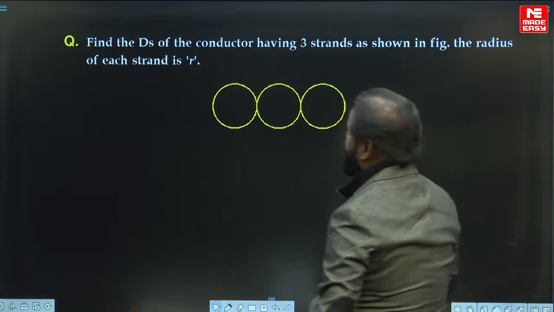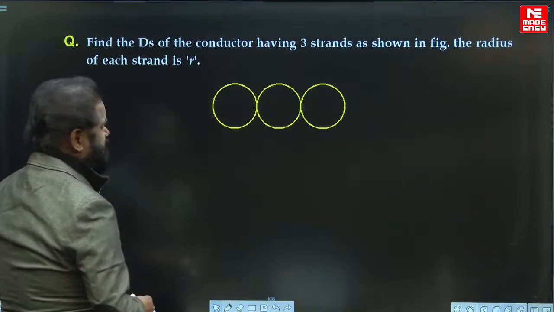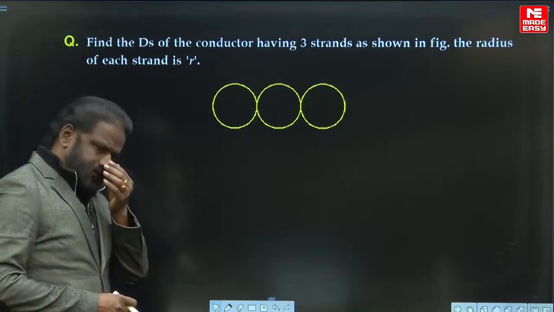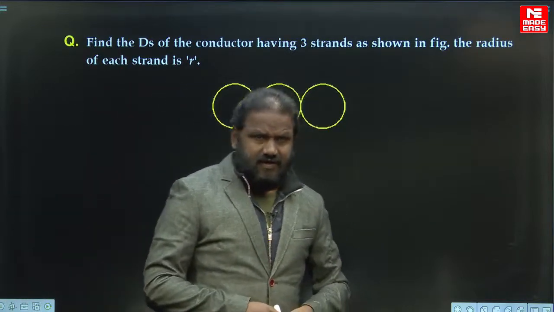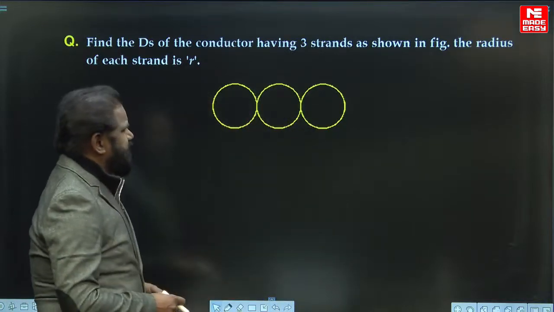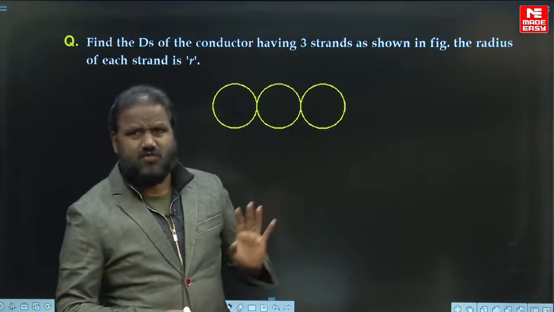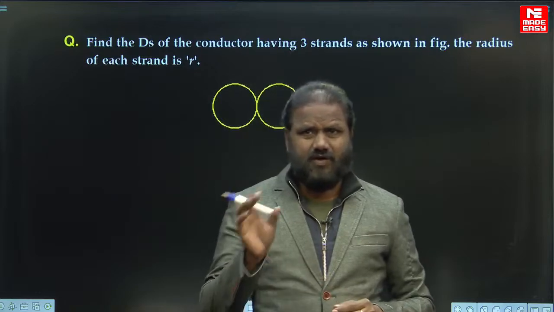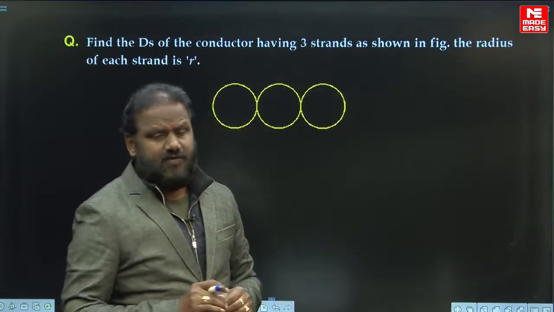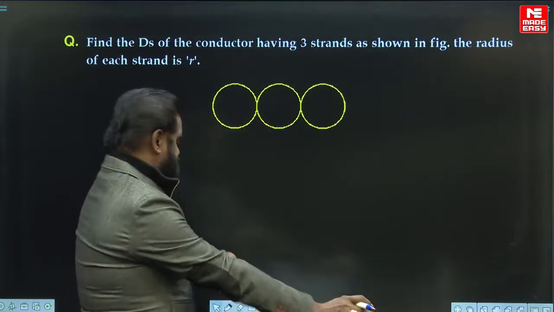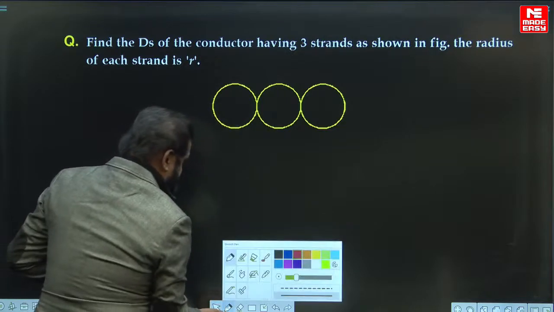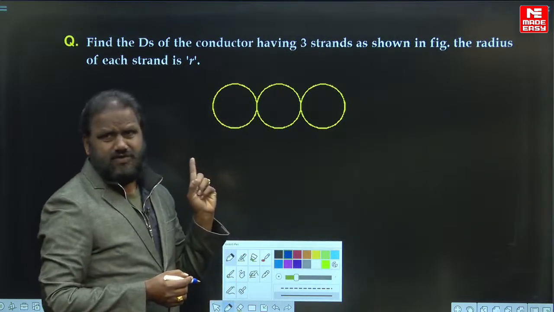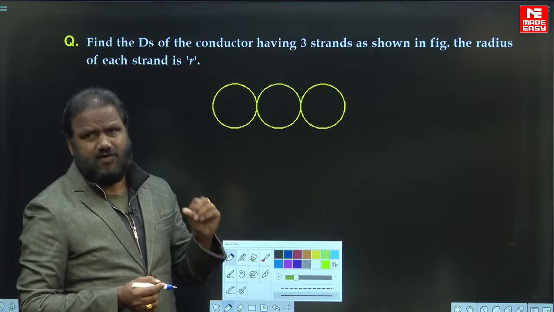First question: find the DS of a conductor having 3 strands as shown in the figure. The radius of each strand is r. What is the concern here? Due to skin effect, the total cross section of the conductor is not useful, especially for AC supply. Only a certain part of the cross section is useful; the remaining is not.